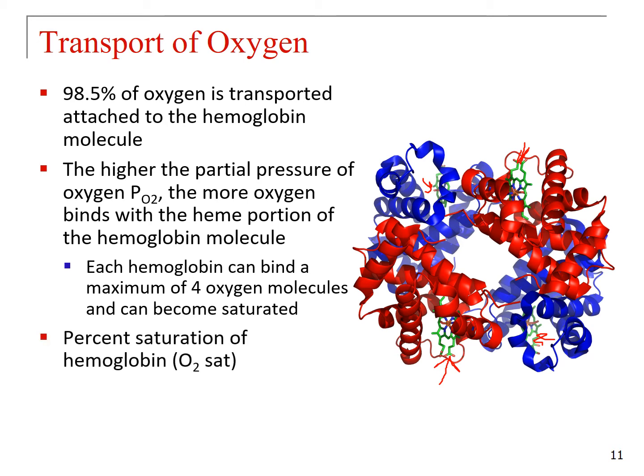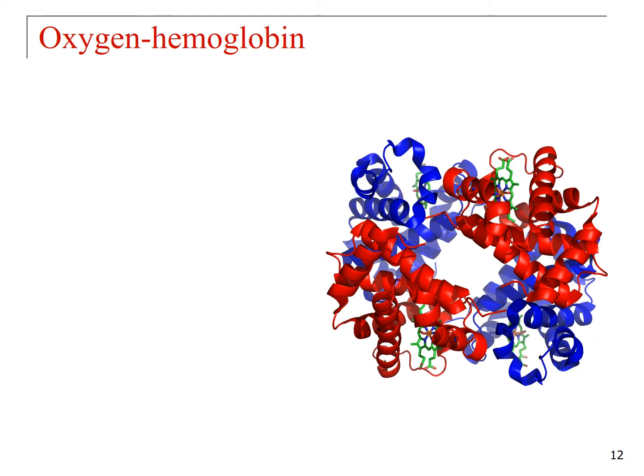This leads us to another measure called the percent saturation of hemoglobin. This is your O2 saturation. If you've ever had one of those little clips that they put on your finger to measure your O2 saturation, this is what they're measuring: what percentage of your hemoglobin is full up on oxygen? The O2 saturation is the average saturation of hemoglobin with oxygen.